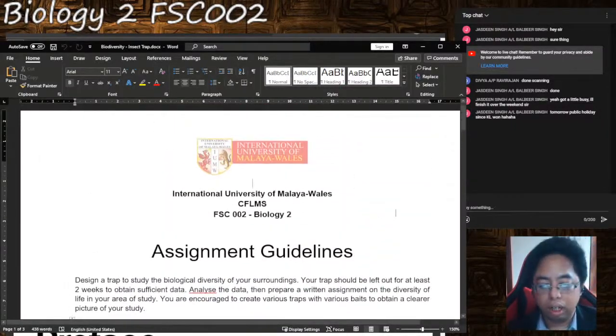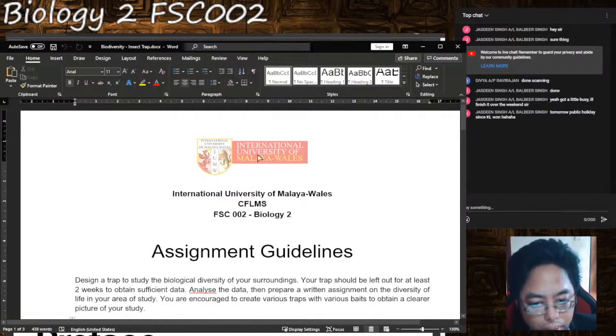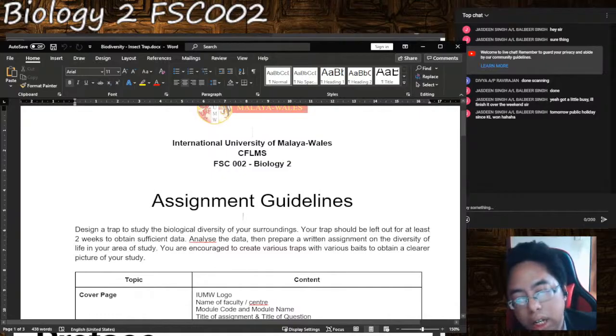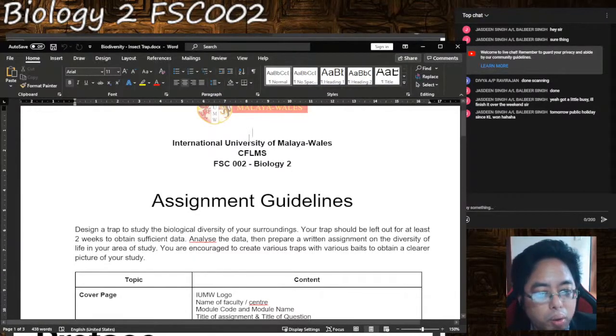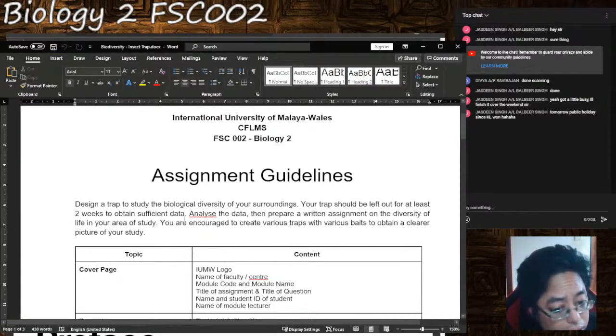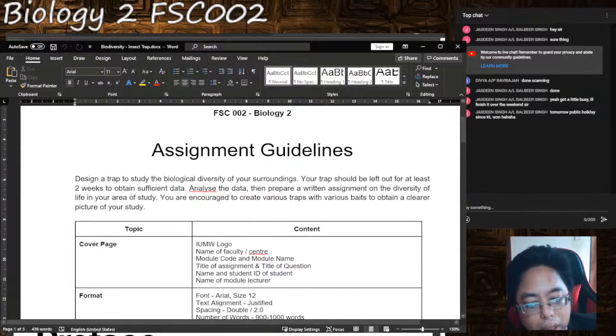Okay, so first of all, I'm going to show you this page. This page is actually about the format. Because you have learned chapter 7, which is biodiversity, right now what you're going to do is make a trap to study the biological diversity of your surroundings. The trap will be left out for at least 2 weeks to obtain sufficient data. Then you analyze and write it up into an assignment about the diversity of life.